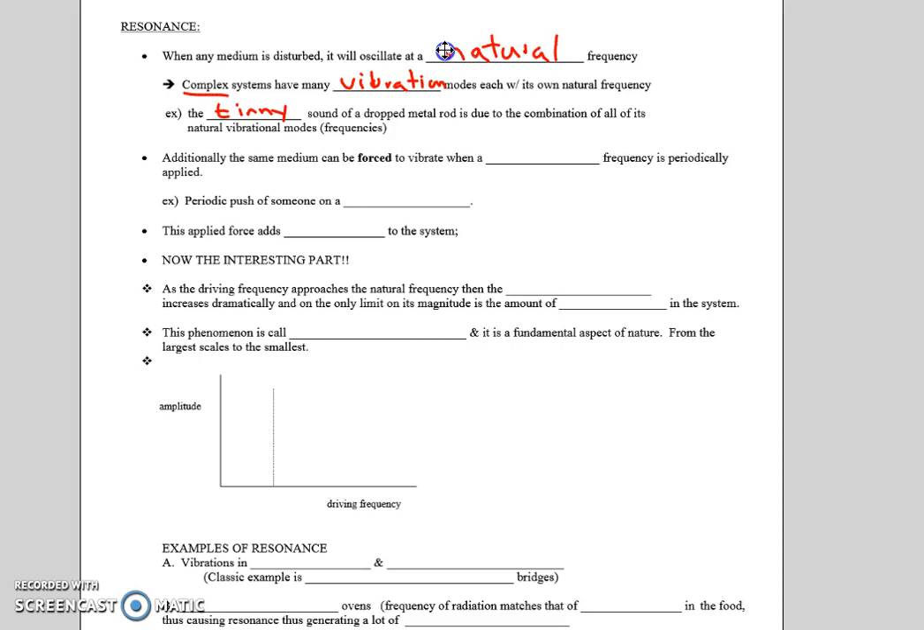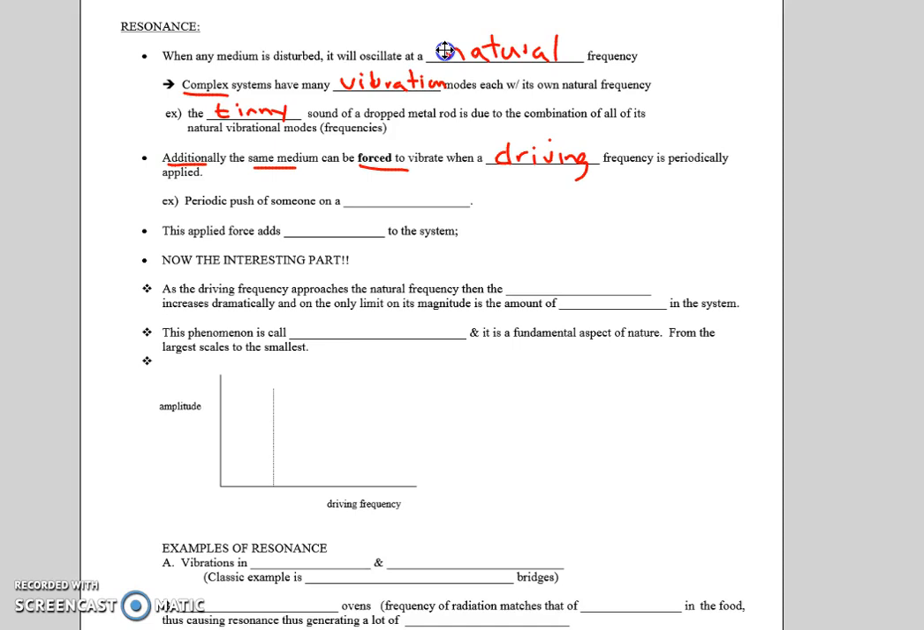All right, now, additionally, the same medium can be forced to vibrate when a driving frequency is periodically applied. So if I've got, let's say, some water. Water vibrates at a particular natural frequency based on the molecular structure of water and the forces between them. If I keep hitting water, that's a driving frequency. Okay, that's different than the natural frequency at which water vibrates.